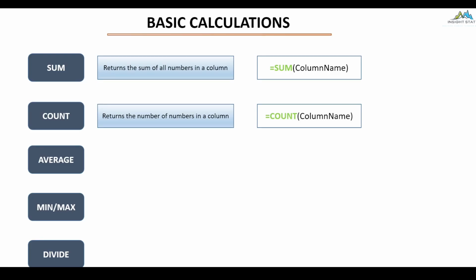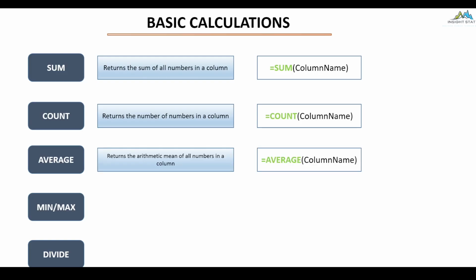An average, as we all know, and you might have been doing these kinds of calculations manually, is nothing but the arithmetic mean, right? So it returns the arithmetic mean of all numbers in a column, and the syntax is average of the column name. Now let's put this into action.